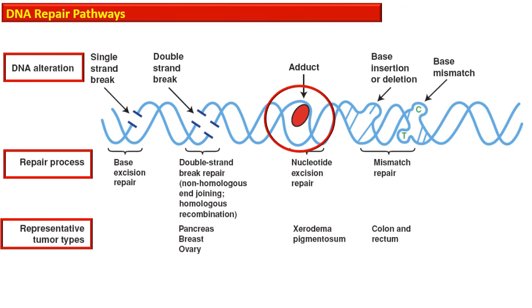The DNA adducts are formed and they are repaired by nucleotide excision repair, and the failure of this repair mechanism is exemplified by xeroderma pigmentosum. Base insertion or deletion and base mismatch are repaired by mismatch repair, and the representative tumors are colon and rectal tumors.